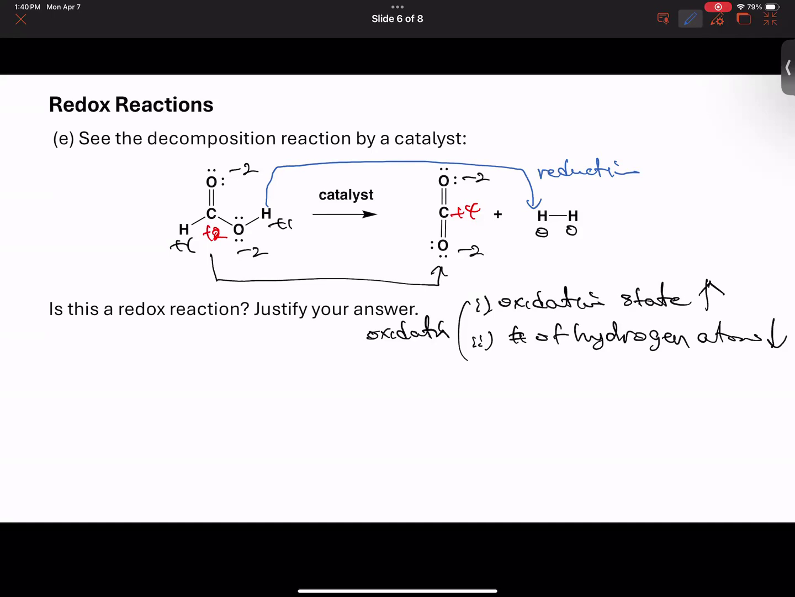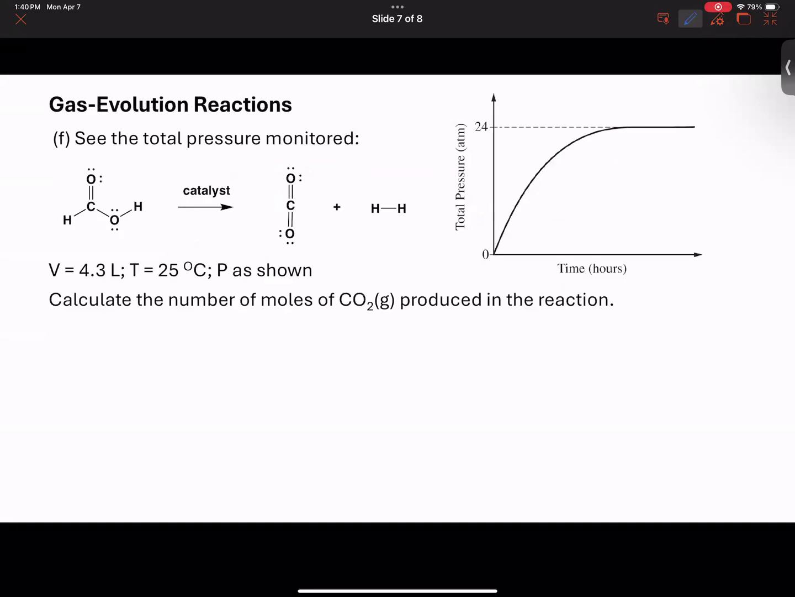Okay, so remember these two criteria. Oxidation is the oxidation state or oxidation number increasing, or the number of hydrogen atoms decreasing. This is oxidation. The opposite is reduction. Now let's combine this with the gas evolution reaction. This is definitely a gas evolution reaction. Both carbon dioxide and hydrogen are gases.